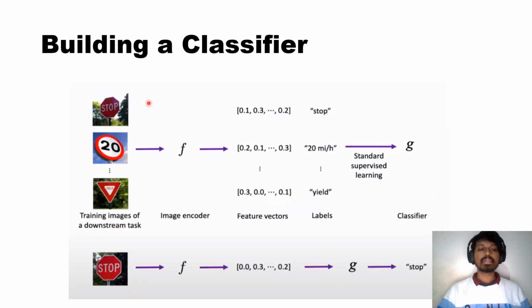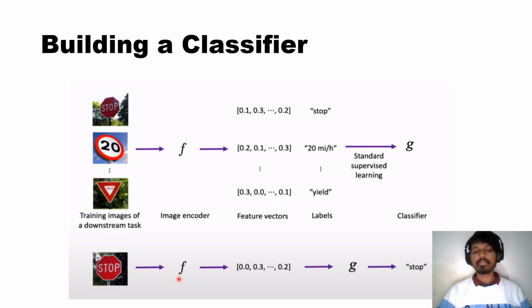Next, we build a classifier. Here we can see these are the traffic signs we are given as a data set. We give this to the image encoder. It produces this feature vector, and then we can label these feature vectors. We can say that if the feature vector is something like this, it is a stop sign. If the feature vector is something like this, it is a speed limit of 20 miles per hour, and so on. After we do this, it is basically standard supervised learning, and we get a classifier which we are calling G here.